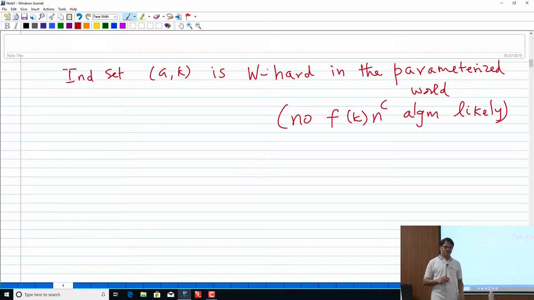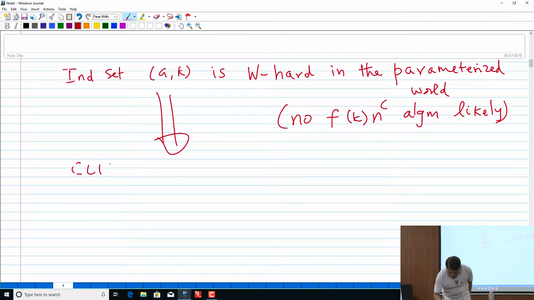How do we do it? Just take the complement. What happens to k? It remains the same. You have to pay attention to k, because that is the crucial thing, right? And it's actually polynomial time. You are not even taking advantage of the FPT time you are allowed. So, this implies immediately that clique is W hard.